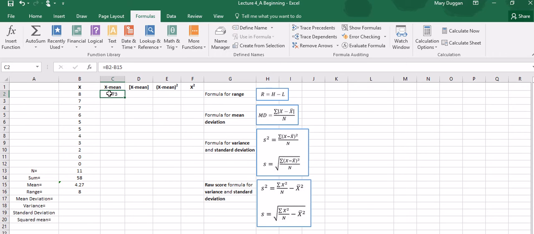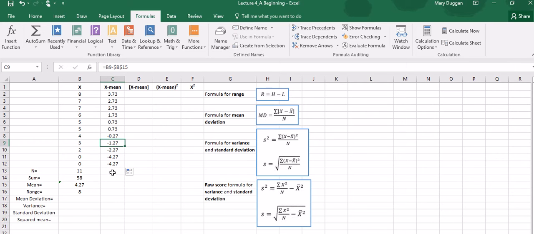I want to go ahead and fill in the deviations for the rest of the scores, but I need to tell Excel to keep the mean part of the equation constant. So I'm going to put a dollar sign before the B and a dollar sign before the 15. And now I'm going to drag down and we will have all of the deviation scores. So a score of 5 is 0.73 units away from the mean. A score of 3 is 1.27 units below the mean because we have a negative number here. So we have some negative numbers and some positive numbers.